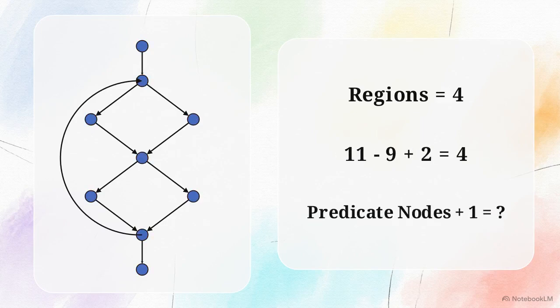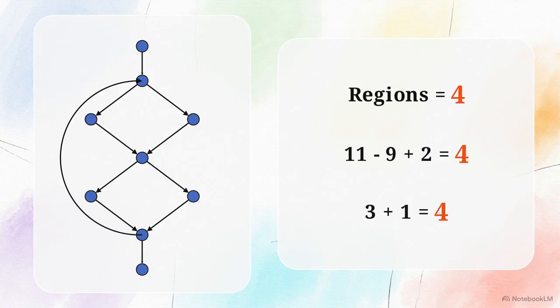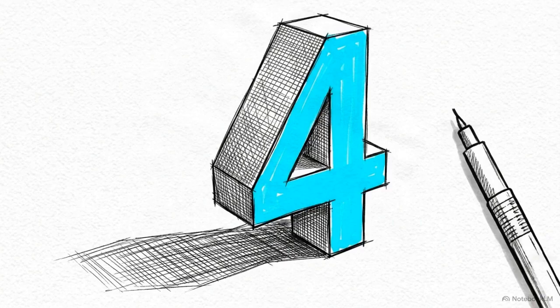The third method is even simpler. We isolate the branching predicate nodes and add 1. 3 predicate nodes plus 1 equals 4. All 3 mathematical formulas yield the exact same integer, proving the topological consistency of the model. This single calculated integer provides the absolute target number of test cases required to guarantee that no line of code goes untested.